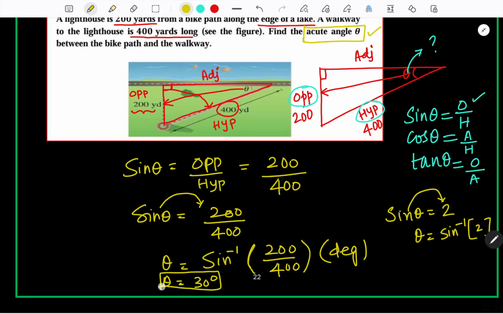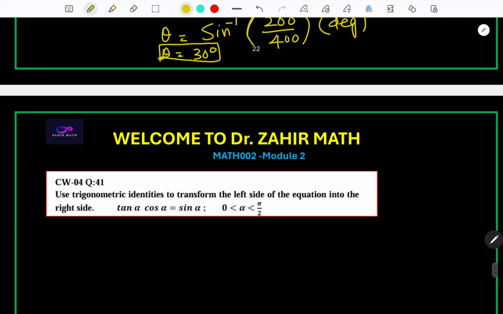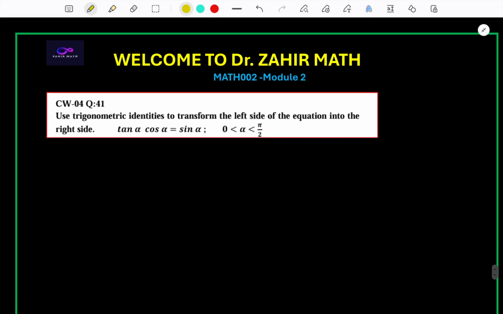Why, teacher, are you saying degree mode? Why not radian mode? You are not supposed to use radian mode because there is no pi here. Even for 30, but for other questions it is better to use degree mode, and there is no pi, so don't use radian mode. This is my advice.